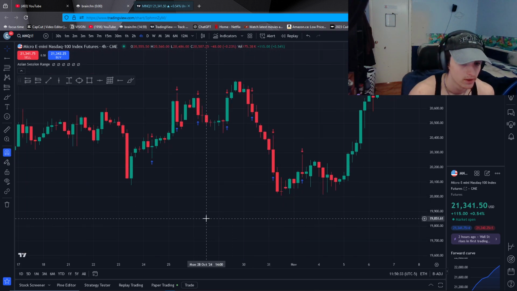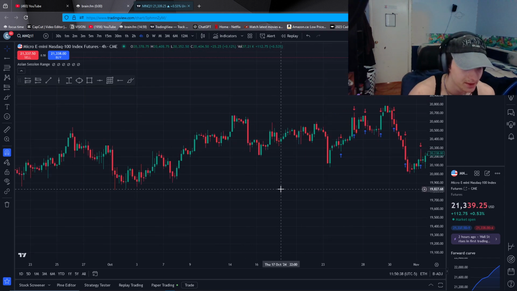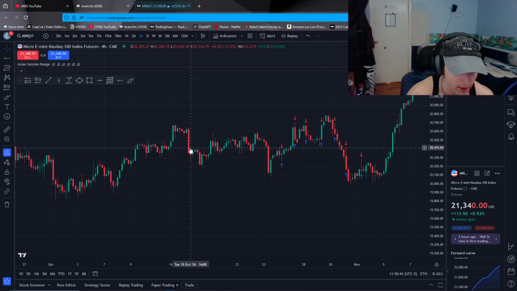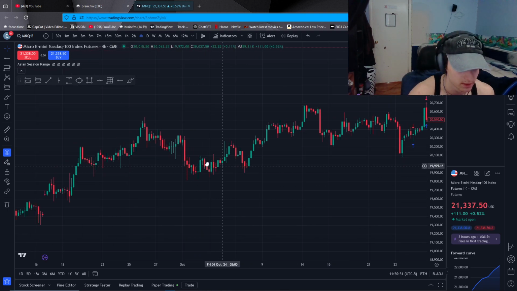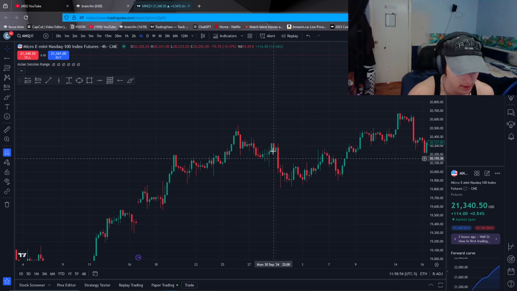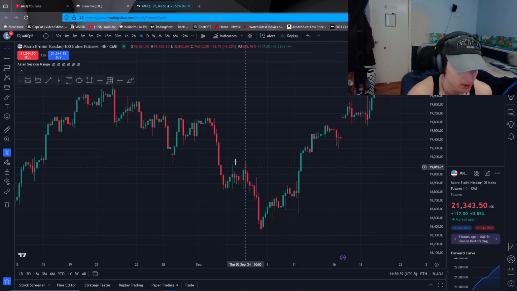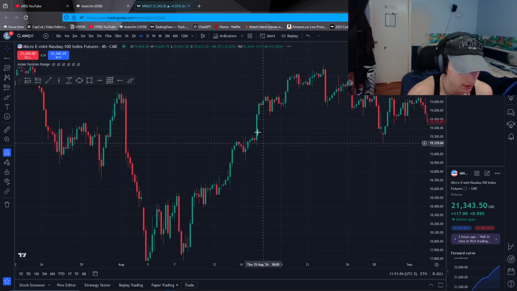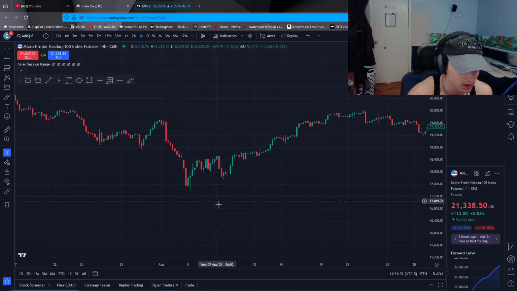Now, let's look for some consolidation. It's honestly everywhere. You can see right here, we're not going up, we're not going down, we're just going sideways. If it looks like a barcode, it's consolidation. Right here, consolidation. Right here, consolidation. Consolidation. Consolidation. You could call this consolidation.